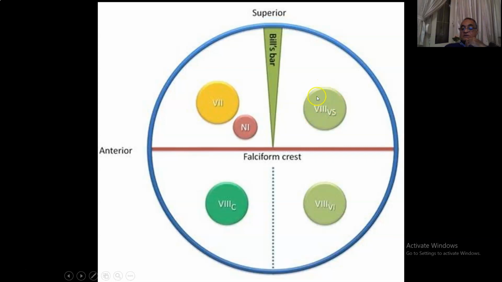The superior vestibular nerve is posterior and up. The inferior vestibular nerve is posterior and down. So this is the superior vestibular, and this is the inferior vestibular. The superior vestibular is separated from the facial nerve by the vertical crest, or Bill's bar, after William House, and the facial and superior vestibular are separated from the cochlear and inferior vestibular by the falciform crest, or the transverse crest.